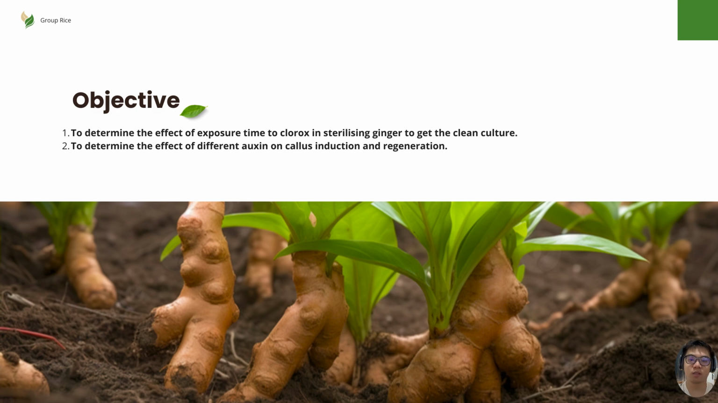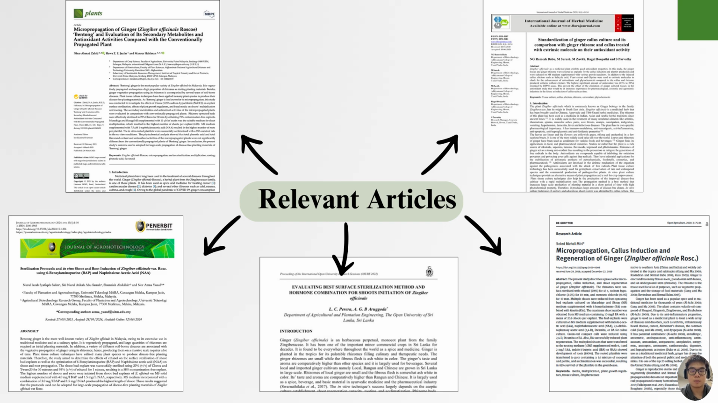So we actually aim to determine the effect of exposure time to Clorox in sterilizing ginger to get clean culture, and to determine the effect of different auxins on callus induction and regeneration. Before proceeding to the plant tissue culture, it is crucial to make sure that the plants are fully sterilized, so we review literature to plan out the proper sterilization procedure.